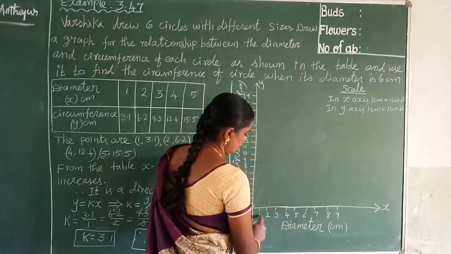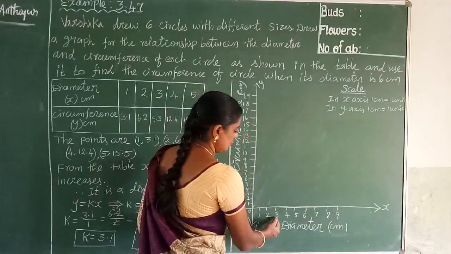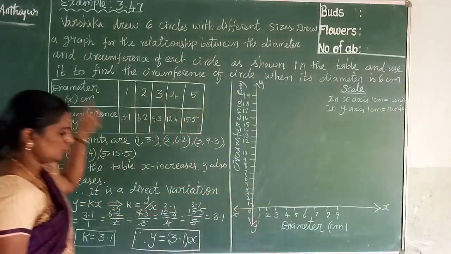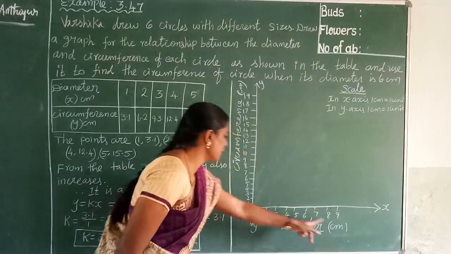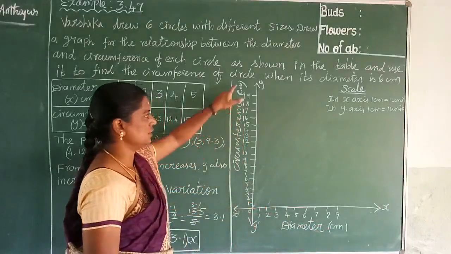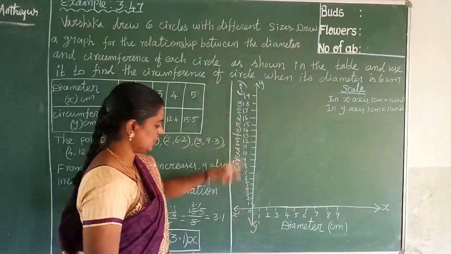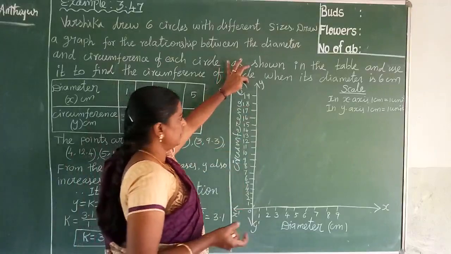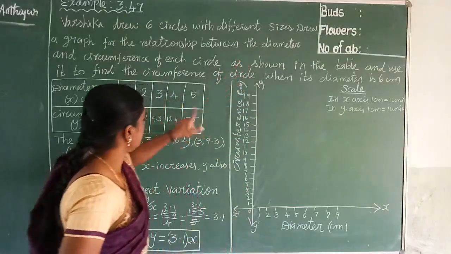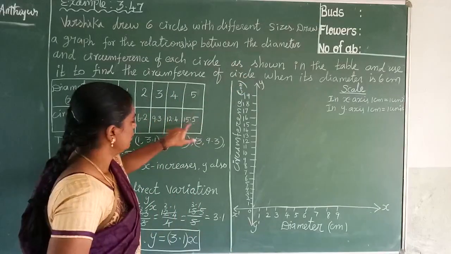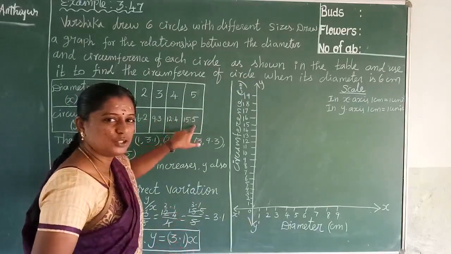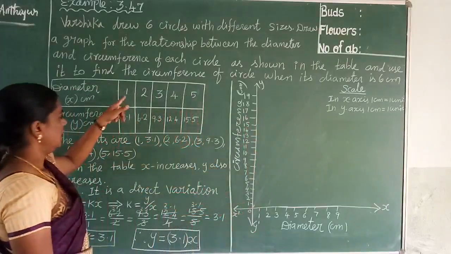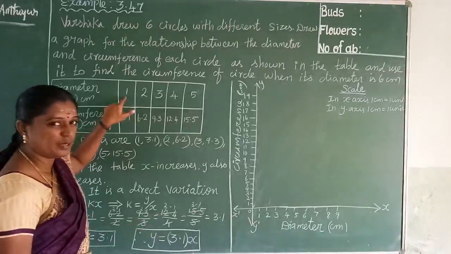So on the x axis you mark 1, 2, 3, 4, 5, 6. Here on the x axis which one will you take, diameter or circumference? Diameter. So you mention the diameter in centimeter. And on the y axis, circumference. Mention it in the y axis place. Here write 1 up to whichever number you want to take, that is your wish. But compulsory we take up to 80. Here 15.5, you take 2 or 3 numbers more than that. So you mention and mark the points. I hope all of you know how to mark the points.